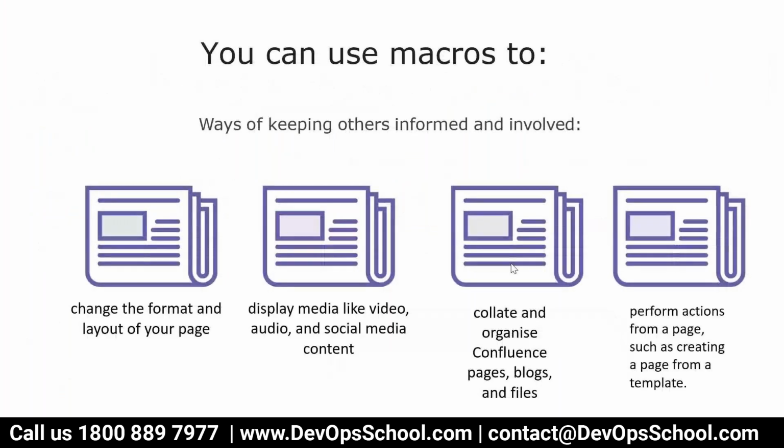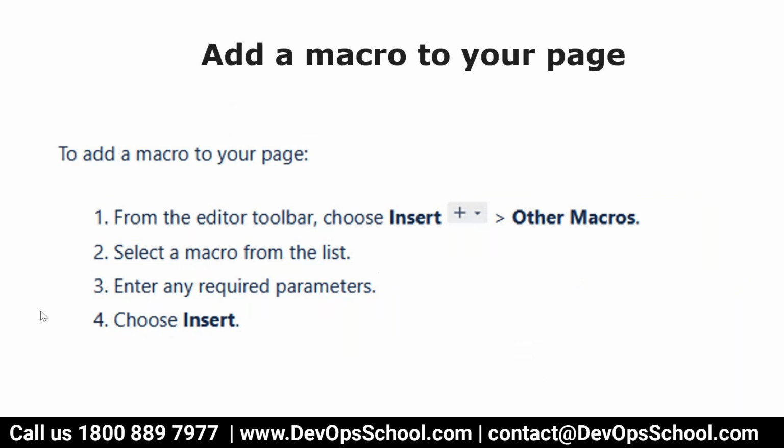So what you can do: change the format and layout of your pages. If you want to display media like videos, audio, or social media content, you can use macros. To collate and organize Confluence pages, blogs, and files, you can use macros. To perform actions from a page, such as creating a page from a template, you can use macros. I already showed you that place.